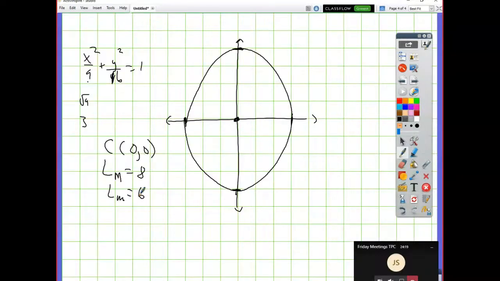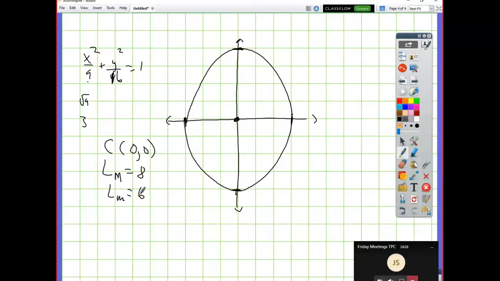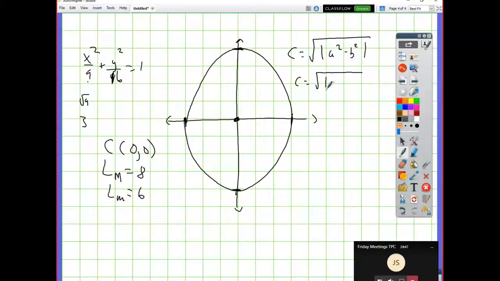Now I got foci. So how do I find my foci? The foci are the two places where I put my fingers to make this thing happen. First of all, it's got to be on the major axis. Second of all, I got to use the magic formula. The magic formula is c equals the square root of the absolute value of a squared minus b squared. Boom. C is equal to the square root of the absolute value. What's a? A is 3, squared is 9, minus b squared, which is 16.